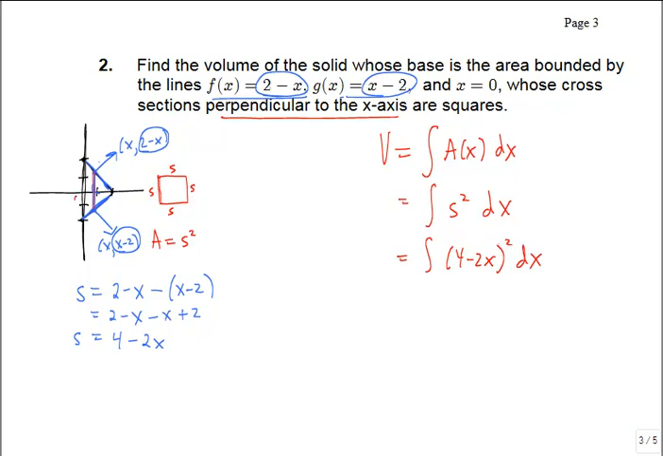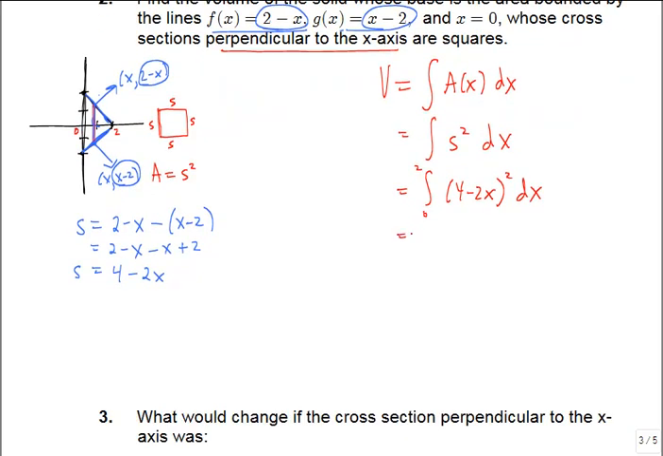My bounds, well, I start at 0 for x and I go up to 2. That's where they intersect at. So my bounds are 0 to 2. Now to integrate, we're going to just go ahead and FOIL this guy out. So we'll get 16, minus 4 times 2 is 8, and I'll get 2 of those. So 16x in the middle plus a 4x squared.